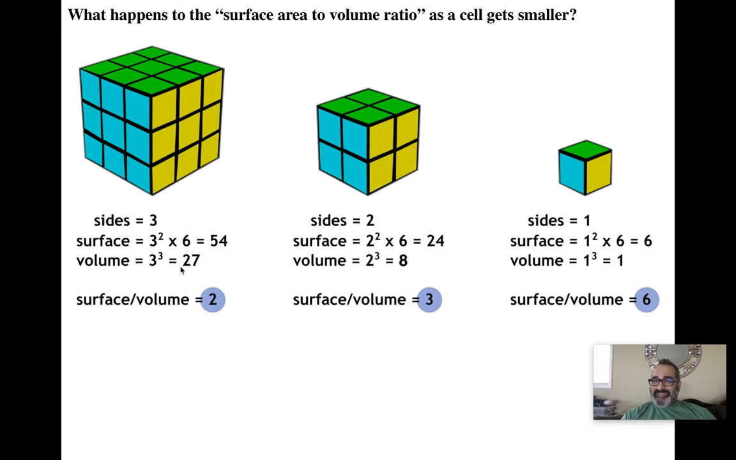So in order for a cell to be efficient, it has to have sufficient surface area to accommodate its volume, and that is why we do a surface area to volume ratio. The larger the number you get, the smaller the cell probably is, and that also means that cell will be the most efficient.